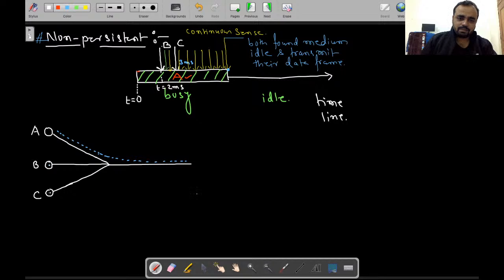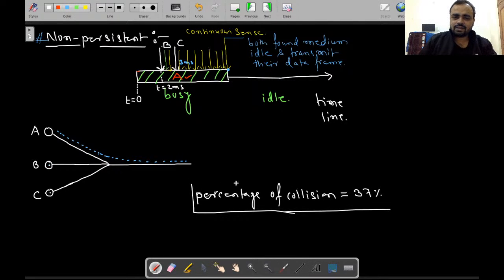In this method, the percentage of collision is approximately calculated as 47%. I'm just writing the value which is given inside the book. GATE is not going to ask what the percentage of collision is over here. Are you getting my point? GATE will ask you the logic, whether you are making the continuous sense and then transmitting, or what kind of approach you are using in case of the non-persistent method.